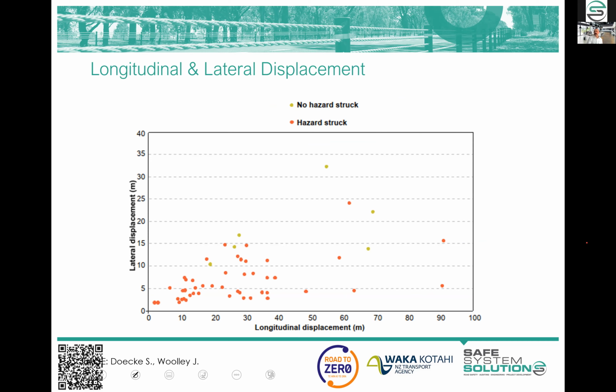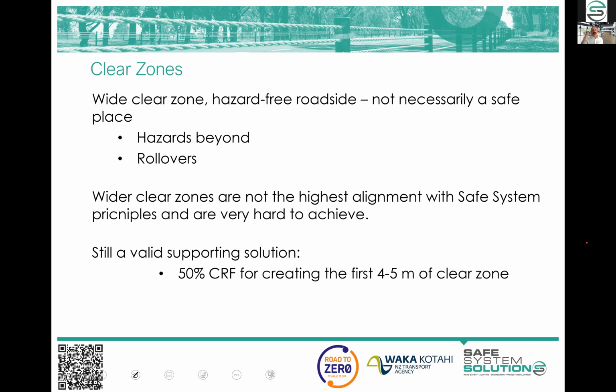And then I've got some little graphs there on different bits and pieces, but we know through these clear zones, it's not necessarily a safe place to be, because people go well beyond that, and there's sometimes rollover crashes occurring. So they're not the highest alignment with safe system principles. And they're often just extremely hard to achieve due to the fact that you can't cut down the trees, and we don't want to cut down the trees. So expensive to remove power poles and those sorts of things, the land availability, and the list goes on.